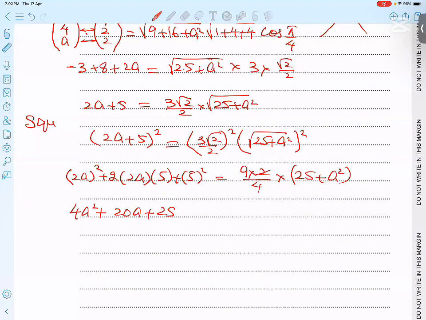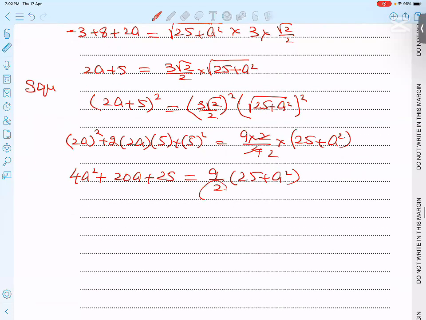And on the other end, I got this 2. So I got 9 over 2 times (25 plus a power 2). This 2, multiply the left hand side with all values. 2 4s are 8, and 40a and 50 is equal to 9 times 25, and plus 9a square.